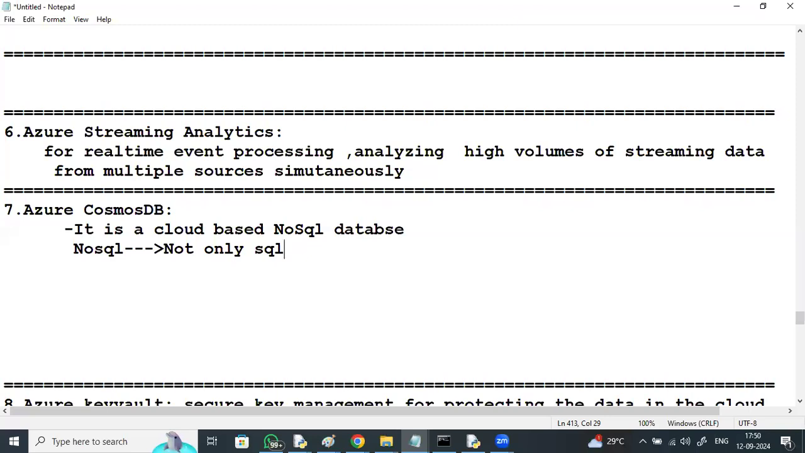So why do we go for NoSQL? What can RDBMS not do? Why are we going for NoSQL databases? In RDBMS, in normal databases, we create a table and define some structure, a schema. Every time I need to add a new column, I need to keep on altering the table schema.